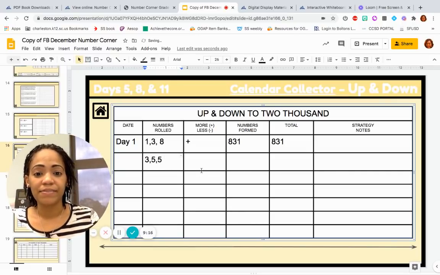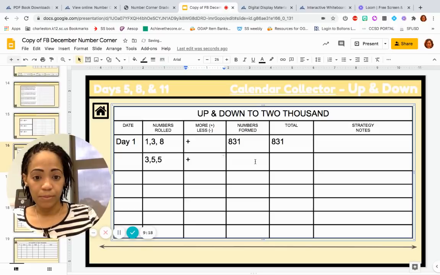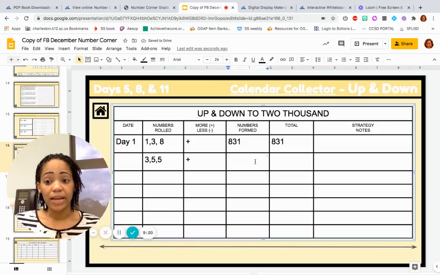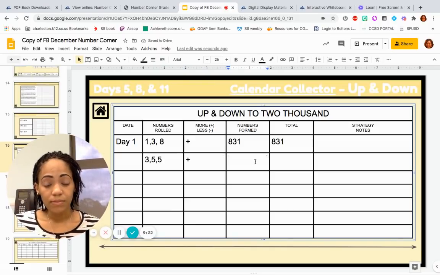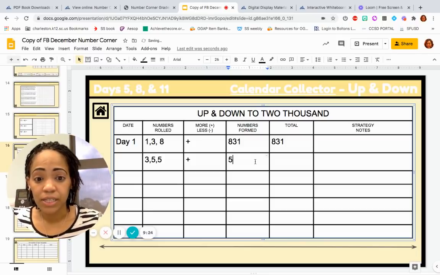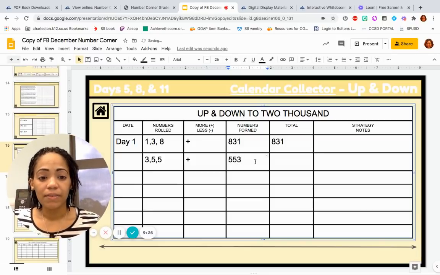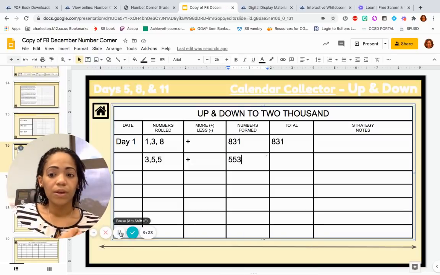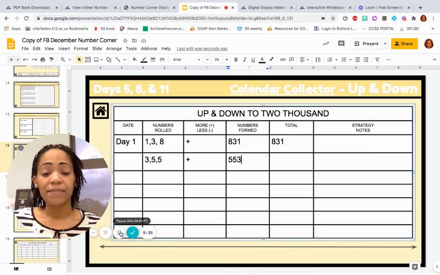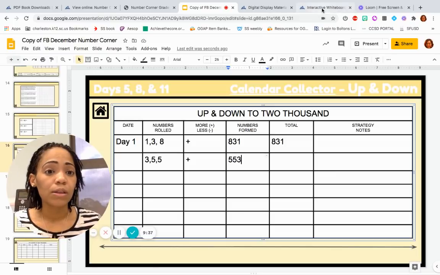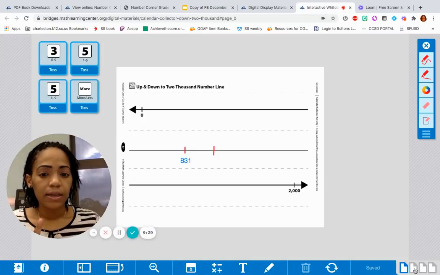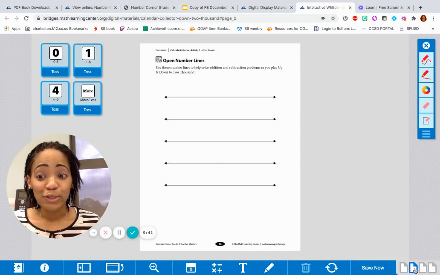3, 5, and 5. We are still playing for more. What number are we creating? 553. Yeah. So here's what I would like for you to do. I want you to open up your number corner workbooks, which I believe is on page 37. You'll have some open number lines that'll look something like this.